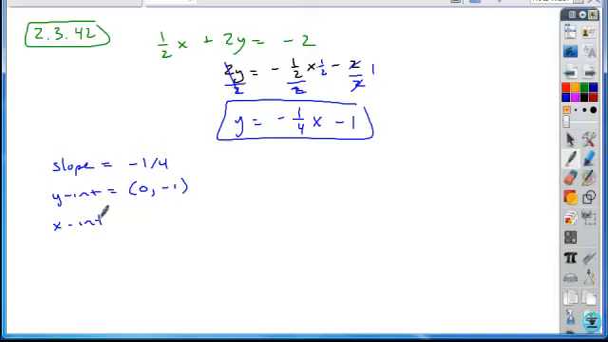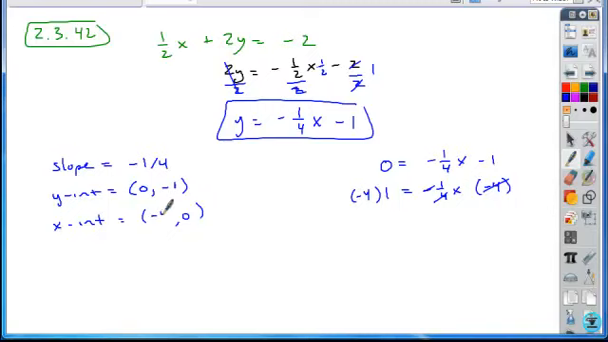And then if you're finding the other pieces of information, your x-intercept is the value of x when y is equal to 0. So if we let y equal 0 here and we solve for x, add a 1 to both sides, and then multiply both sides by -4, that gets rid of your denominator, and you get x is equal to -4.